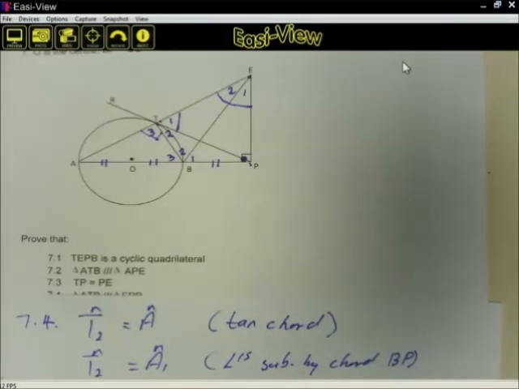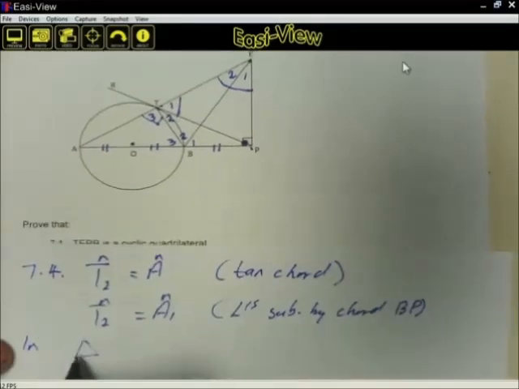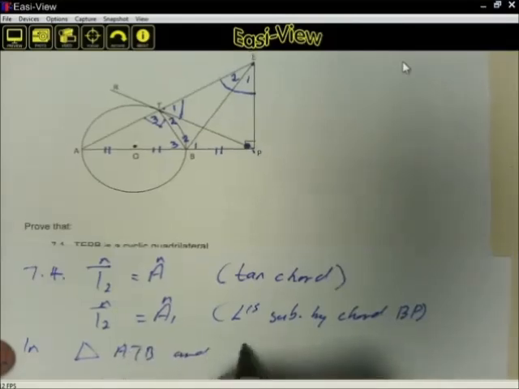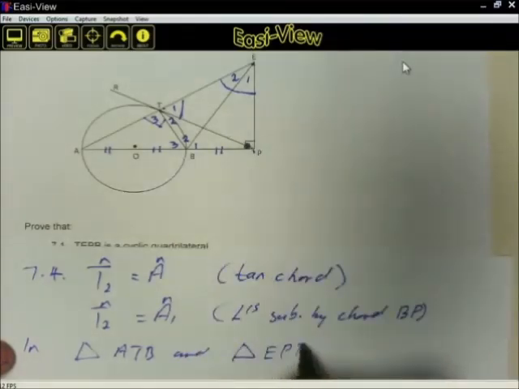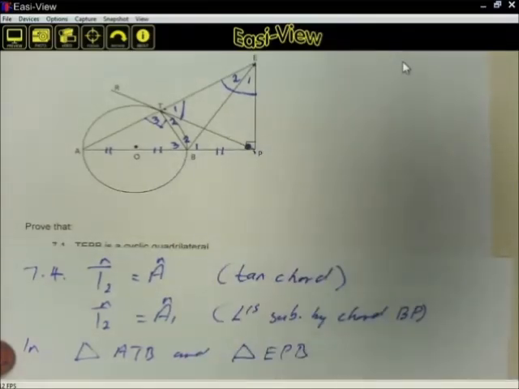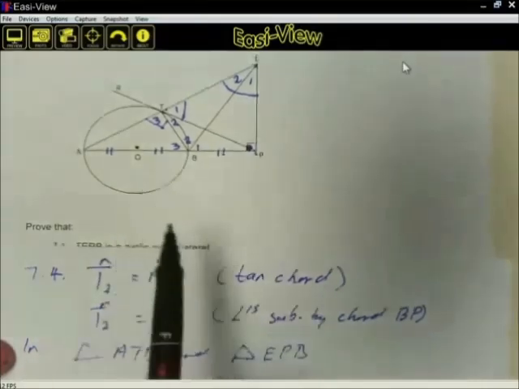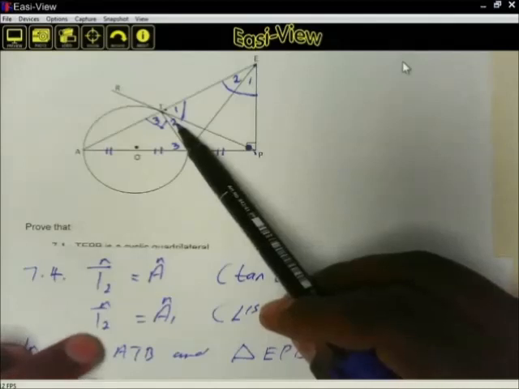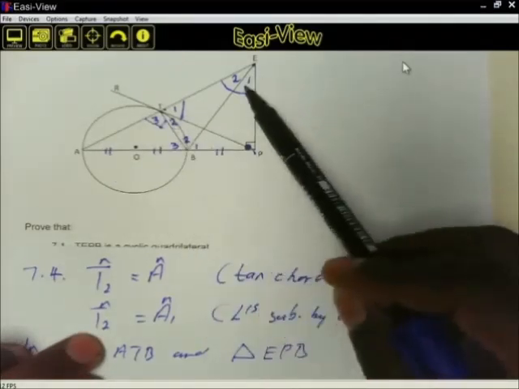Now we start. Let's work out in the two triangles. Let's focus on triangle ATB and triangle EPB. Number 1. This is the information that we have just proven. T2 here. T2 is equal to A. T2 is equal to E1.